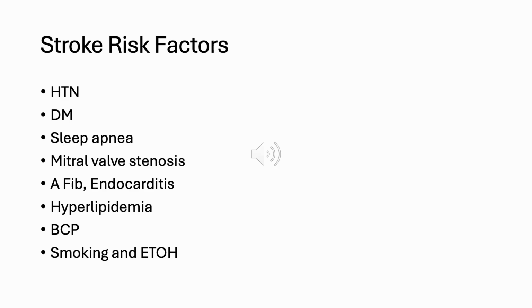People with sleep apnea that don't wear their CPAP machine can be more at risk for stroke. People with mitral valve stenosis, AFib, and endocarditis can form clots inside their heart, which can then travel to the brain. People with hyperlipidemia, people that are obese, people on estrogen replacement therapy or birth control pills, because estrogen has a high risk for stroke. People that smoke and drink too much alcohol. In fact, you're supposed to tell patients that they can't drink for like 90 days after a TIA or a stroke.